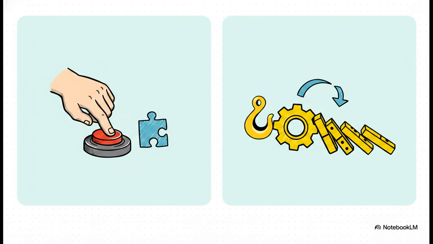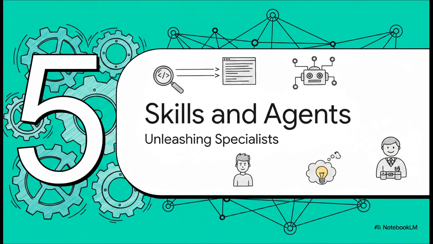So an automated script that runs AL linting and formatting the second Claude edits an AL file, that is a perfect fit for hooks. All right, Section 5, specialists, skills, and agents.